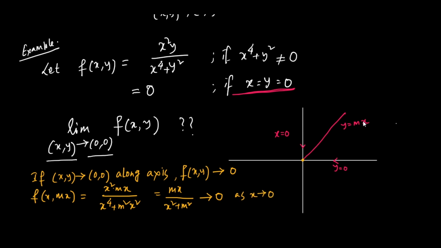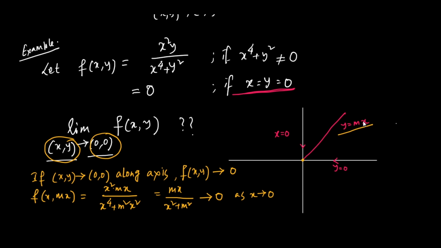Now, why is this line chosen? Because this is a line. Remember, your limiting condition is (x,y) tends to (0,0). That means you have to choose that path where x tending to 0 will imply y tends to 0, because (x,y) tending to (0,0) means simultaneously x and y both are approaching 0.